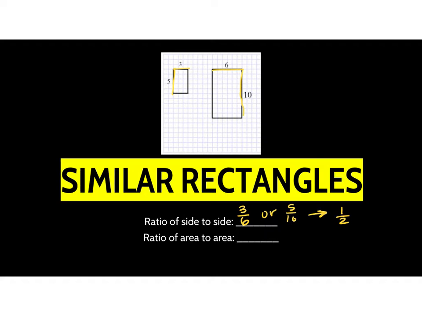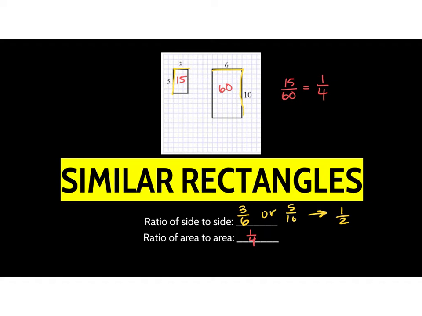Now, if we're talking about the area or the inside of these rectangles, we can see that our small rectangle has an area of 15 and our large rectangle has an area of 60. And we can look at the ratio of area to area, so 15 over 60, which simplifies to 1/4. What this means actually is that the area of the small one is 1/4 the size of the area of the big one. And there's going to be a shortcut you can learn.